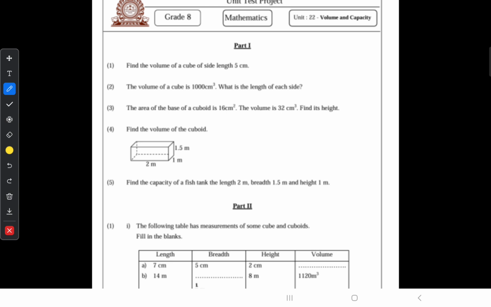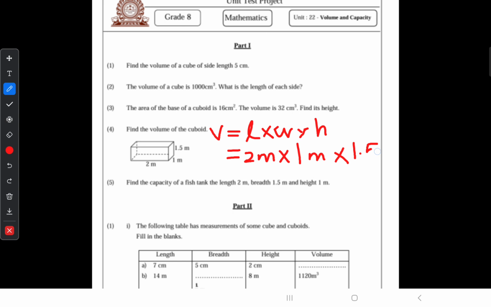Find the volume of the cuboid. Fourth question. To find the volume of a cuboid, we can use the formula length into width into height. The length is 2 meters, width 1 meter, and height 1.5 meters. When you multiply all these 3 magnitudes, 2 into 1 is 2, and 2 into 1.5 will give you 3. Meter into meter into meter is cubic meter. 3 cubic meters.